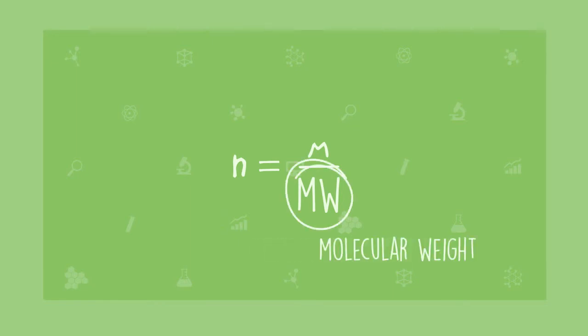MW is the molecular weight. It's the weight of 1 mole of the substance. You can calculate this straight off the periodic table, and you'll always be given one of those in an exam, so don't bother memorising it. Let's do a couple of examples now to show how this equation works.